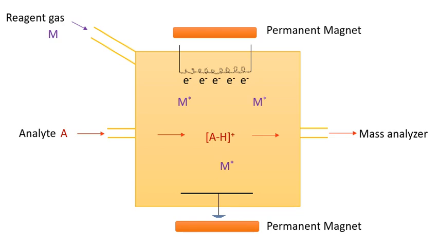The difference between APCI and CI is that APCI functions under atmospheric pressure, where the frequency of collisions is higher. This enables the improvement in sensitivity and ionization efficiency.